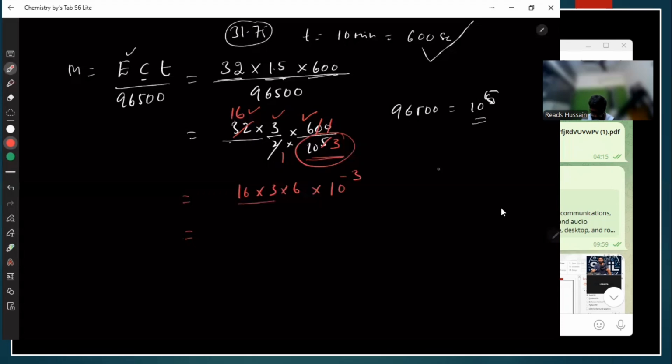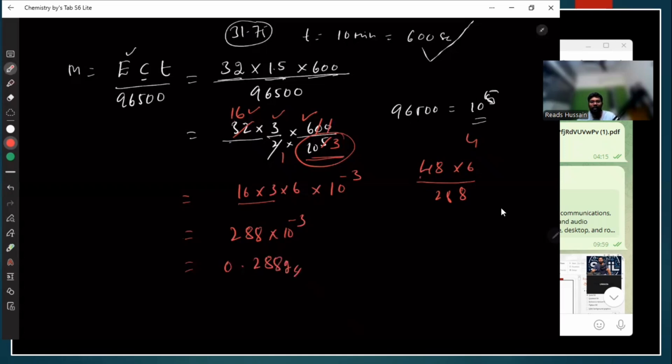16 threes are 48 into 6. 6 eights are 48, 6 fours are 24, plus 4 is 28. So 288 into 10 raised to minus 3. That becomes approximately 0.288, 0.288 grams.